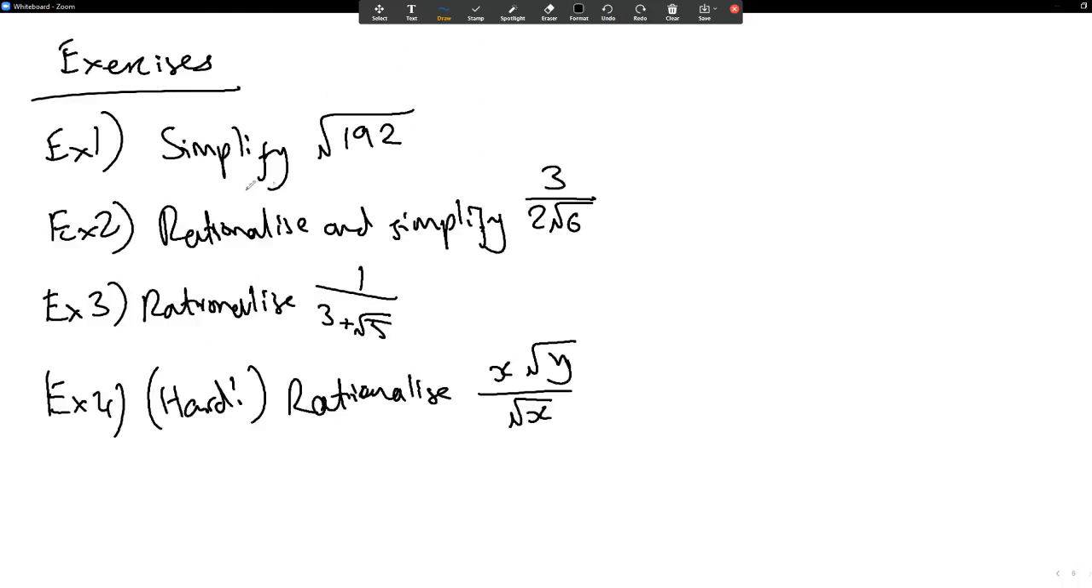Alright, have a go at these exercises. This last one's quite difficult, so have a go at that if you can.